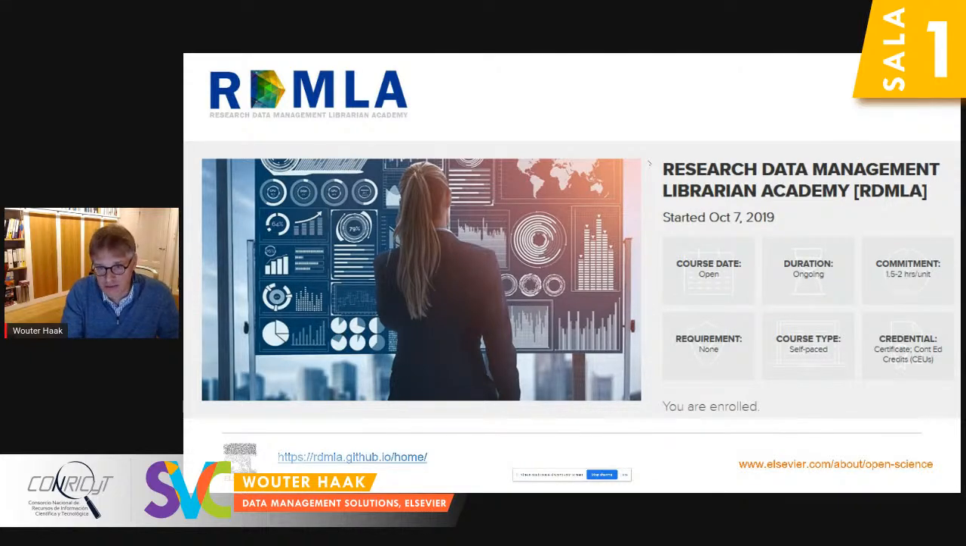The good thing is you can take this course at your own time, at your own pace. And I think it's pretty helpful for, let's say, those librarians or research office people that care about data management at their institution.